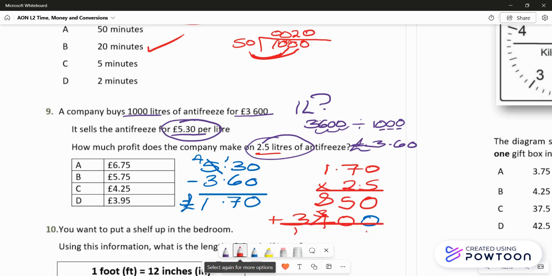So adding them up, now our decimal, this time we've got 3 digits after the decimal, so it goes in 3 places in the answer. So our answer is 4.25.